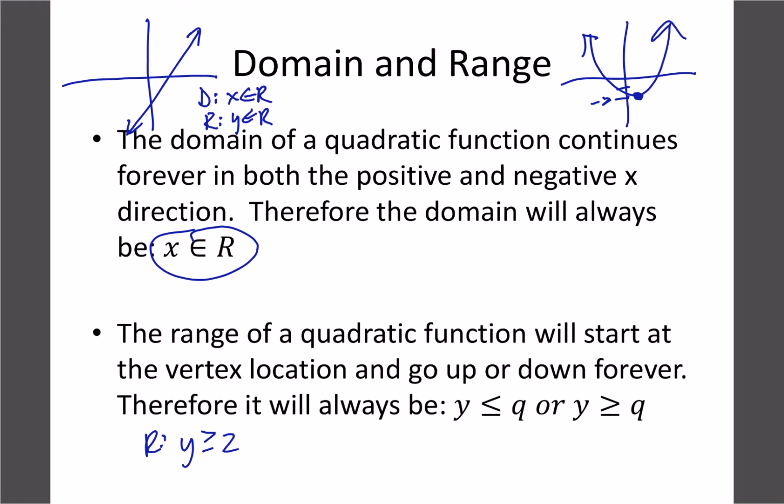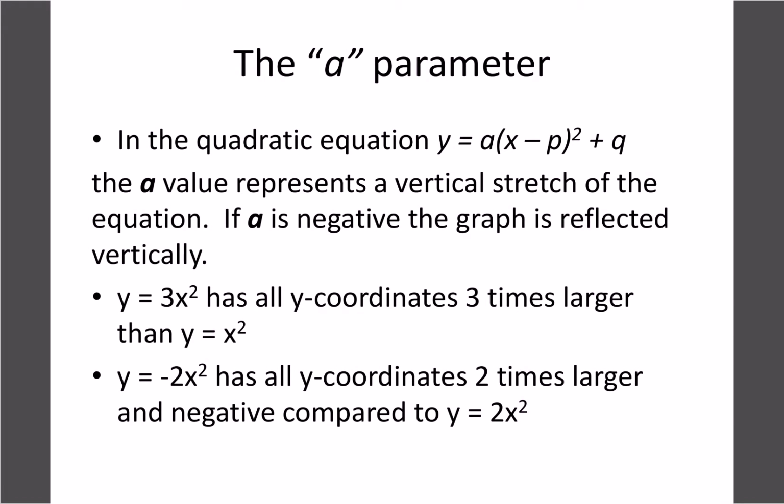And if our graph was upside down, and that maximum was, say, at 3, we would say our range is y is less than or equal to +3. So our range will have to do with where that vertex is located. But other than that, it's very similar to linear graphs. So now let's figure out what each of these numbers actually do.